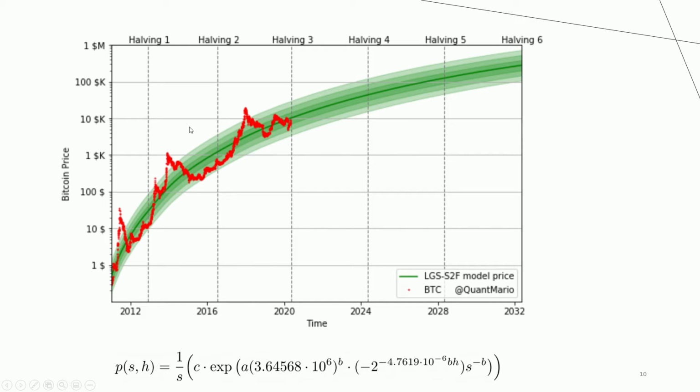Now, I think this is a pretty good model. It's a little bit more conservative. And as you can see, the growth is substantially slower compared to the stock to flow model. So this one by 2030, I believe, was only predicting a price of around 120,000. And again, that's the fair value.